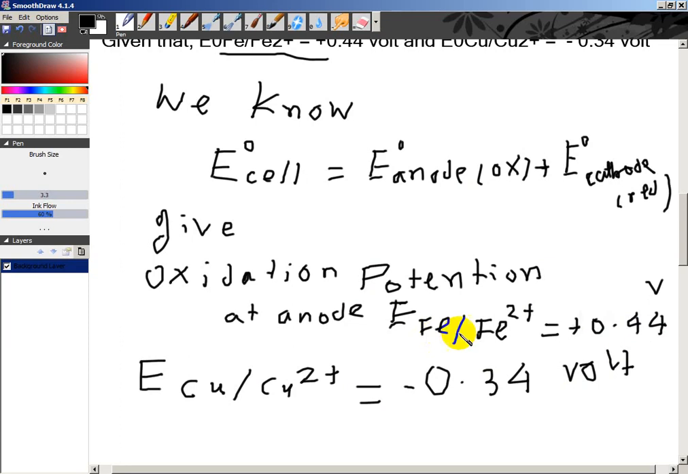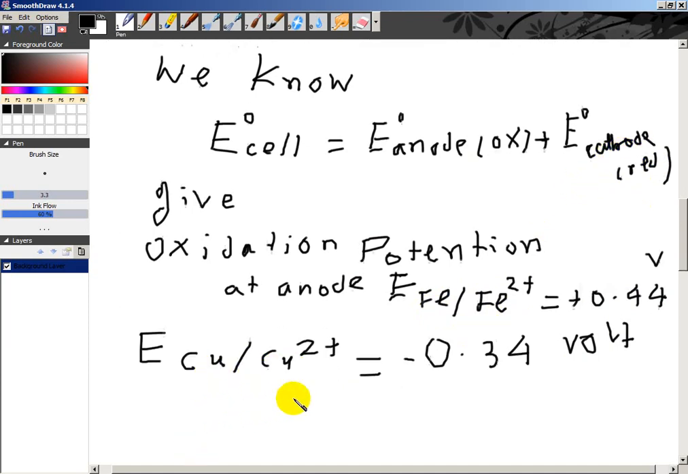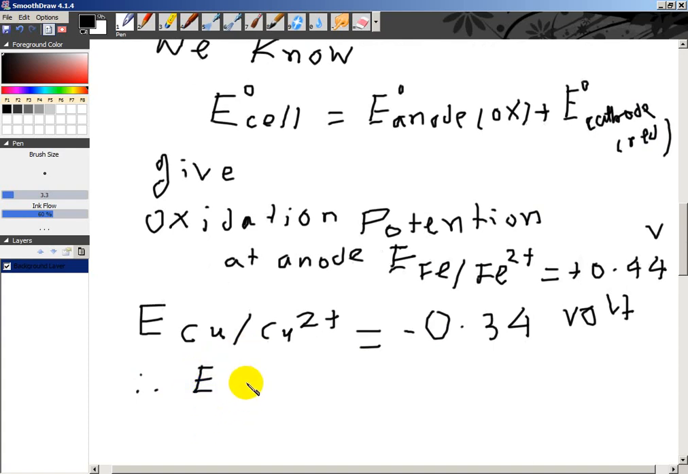Iron goes from oxidation state 0 to plus, so oxidation occurs here. Second, we need a reduction potential, but oxidation potential is given. If I change the minus sign to plus, it becomes the reduction potential. I need reduction potential for copper, so I reverse Cu2+ and Cu, just changing the sign. This is minus, I'll give plus 0.34.